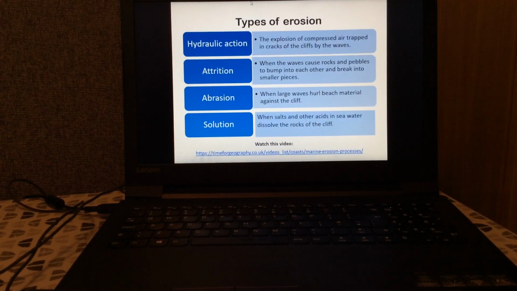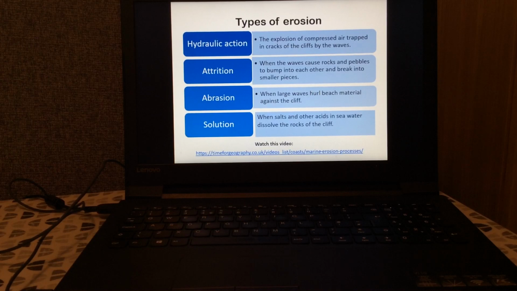Okay, types of erosion now. So we talked about what weathering is, and mass movement. Erosion is done by the sea. So the power of the sea can erode, it can break down the land at the coast. And you'll be pleased to know that there's a bit of a shortcut here, because these are exactly the same types of erosion as when we learned about rivers. Okay, so it's 4 fewer words to learn, helpfully.